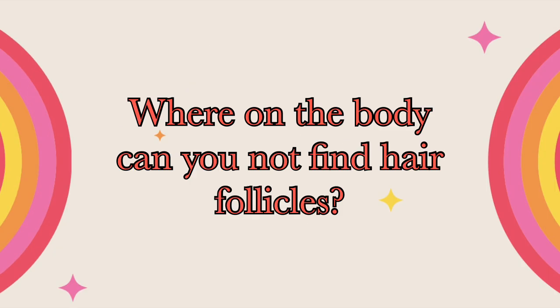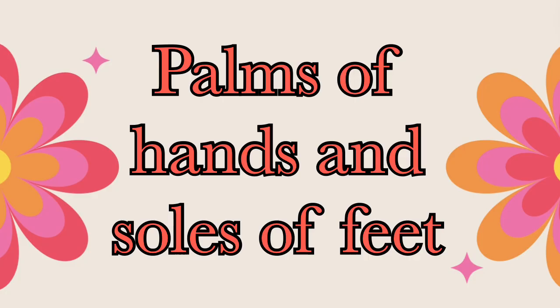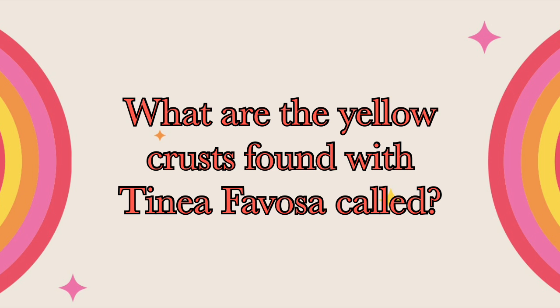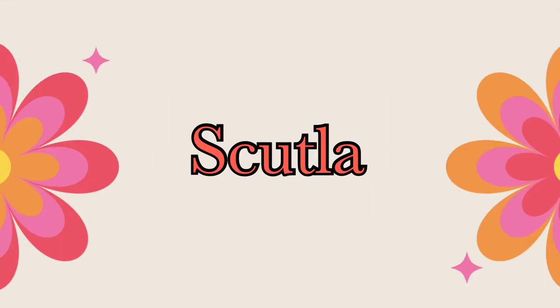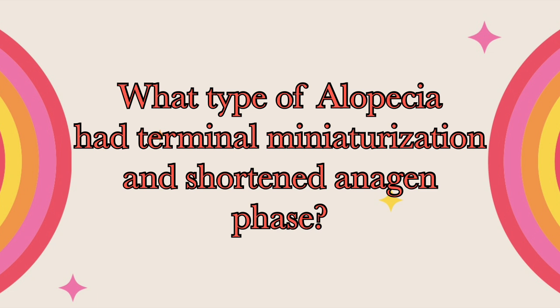Where on the body can you not find hair follicles? On the palms of the hands and the soles of the feet. What are the yellow crusts found with tinea favosa called? Scutula. What type of alopecia had terminal miniaturization and shortened anagen phase? Androgenic.